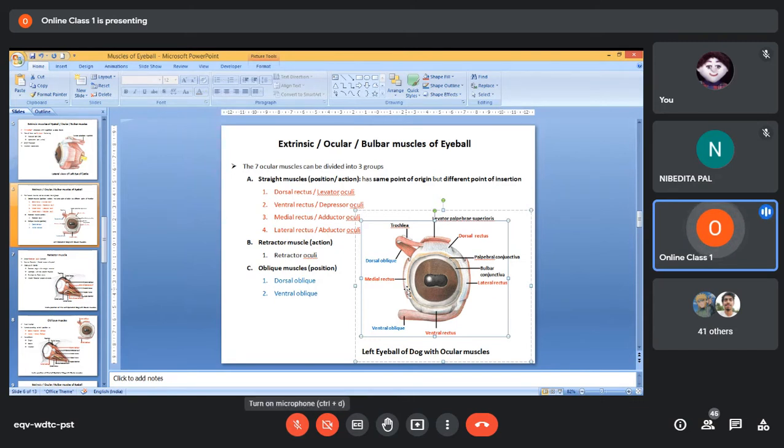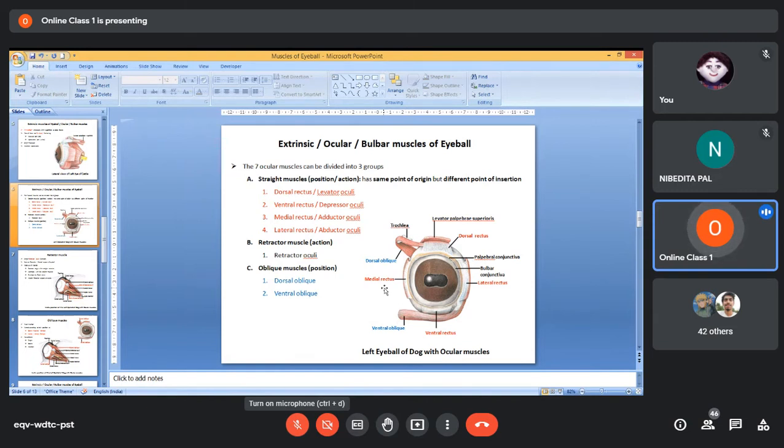Okay, so if the lateral rectus contracts, what will happen? The eyeball will move away from its central axis. The central axis of the body will be here on the medial side, isn't it? So if it contracts, the eyeball will move away from the central axis. So it will be a type of abduction. That's why we call it abductor oculi.